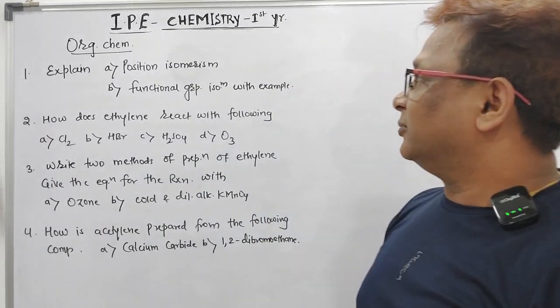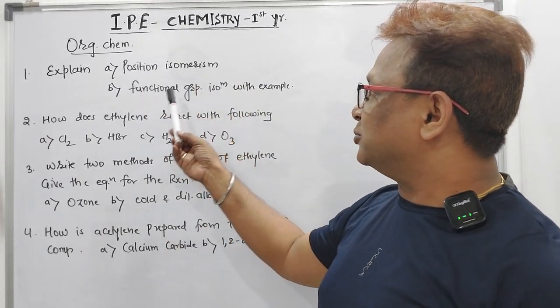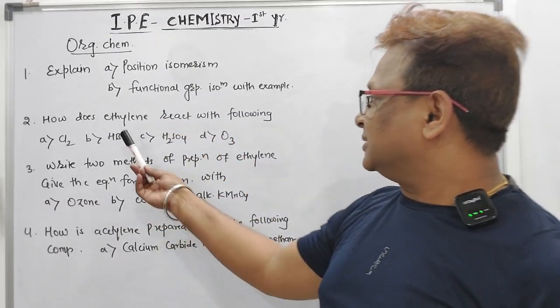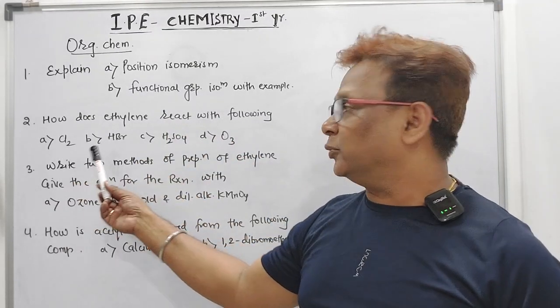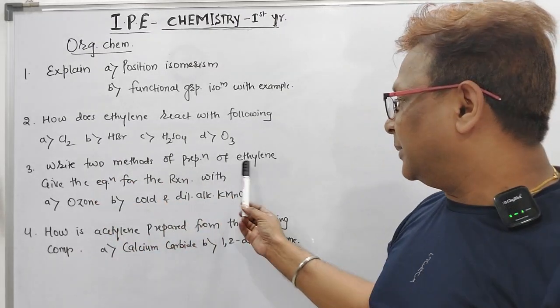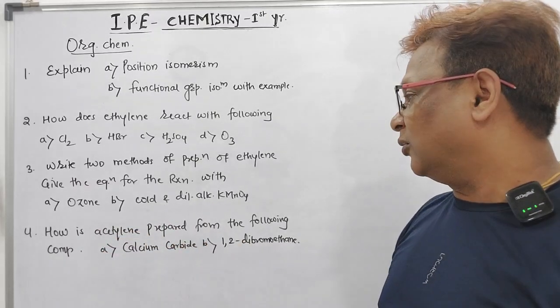Now these are the important questions from organic chemistry SAQs. Explain position isomerism and functional group isomerism with example. How does ethylene react with the following: Cl2, HBr, H2SO4, ozone, and cold and dilute KMnO4? Write any 2 methods of preparation of ethylene.